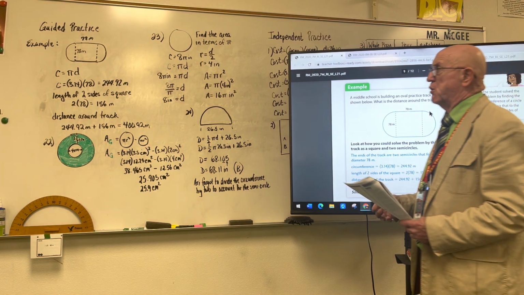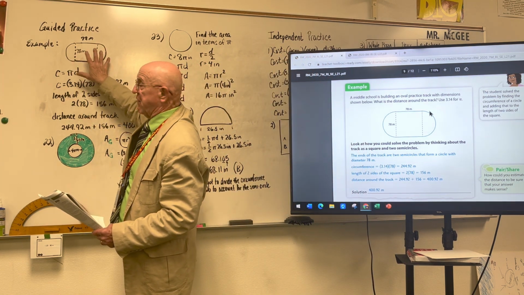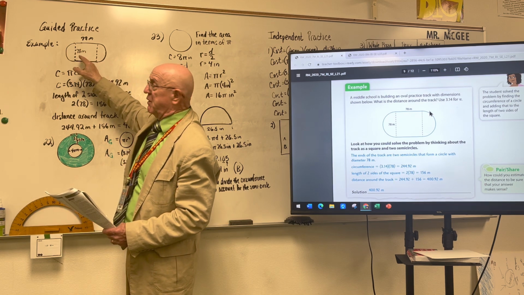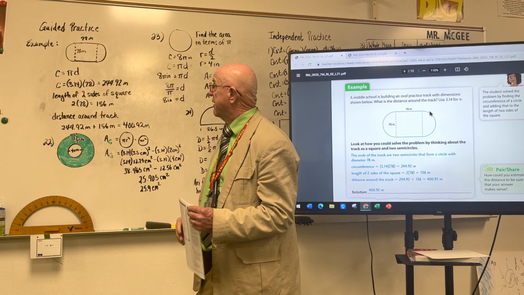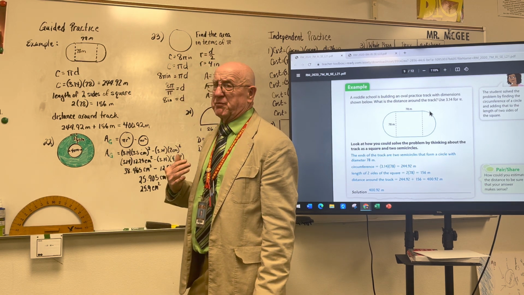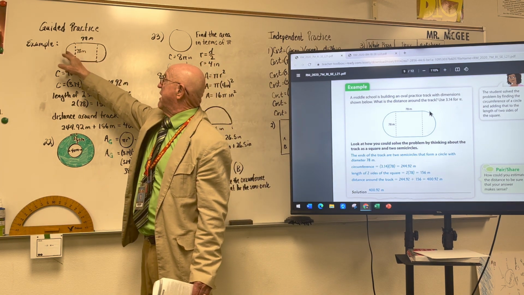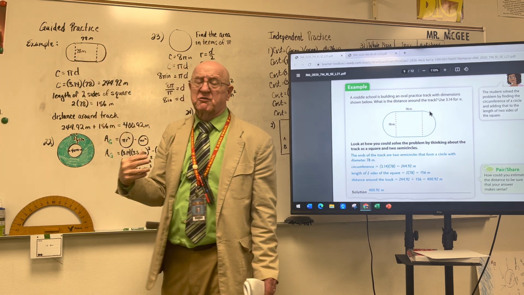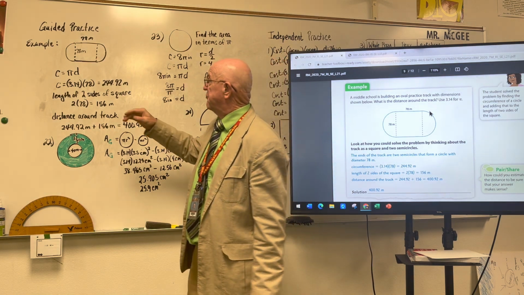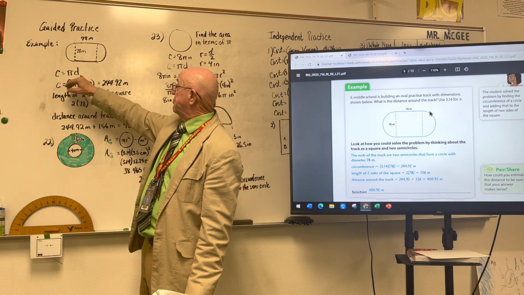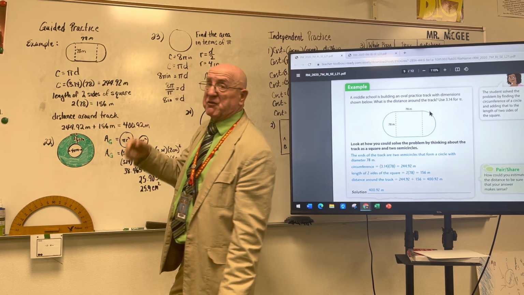So I've drawn this on the board. The dimensions are that you have a semicircle on both sides, and you have a square in the middle that is 78 meters in both length and width. So what we're looking at is basically the area of the square, and we have to add the area of these two semicircles. Well, two semicircles is the same as having one circle. So basically we can use the formula C equals pi d to find the circumference of the circle.